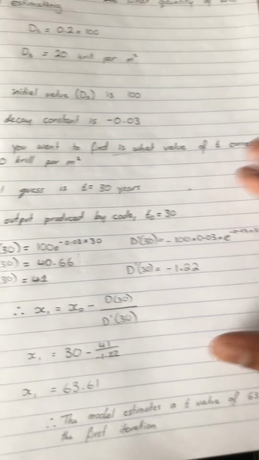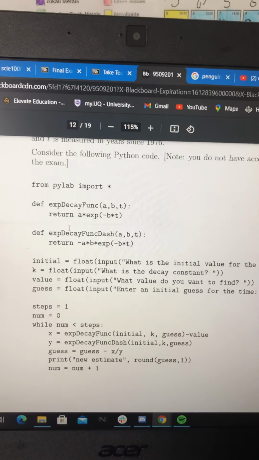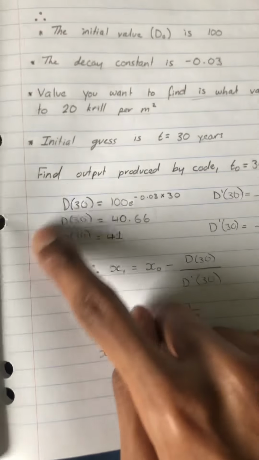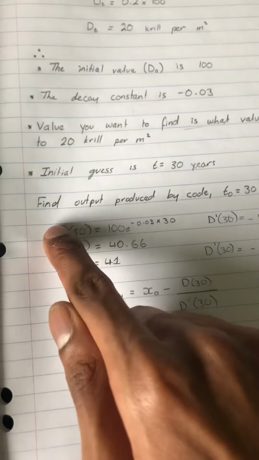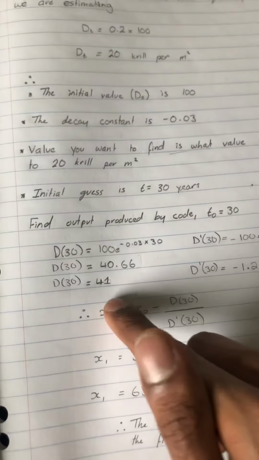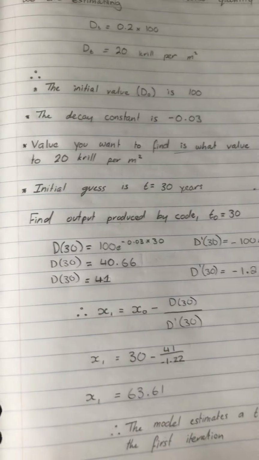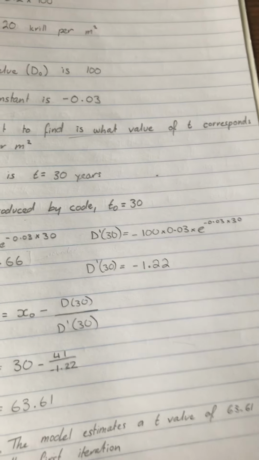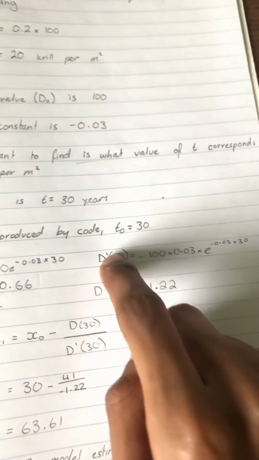So you get that. And this is t, but in this case, we've subbed in 30. The reason we've subbed in 30 is because we are now evaluating these two functions here. So exponential decay function is this section here. And when you plug in d of 30, you get a value of 41. And then the second one is the gradient function, or the rate of change function, or the derivative. And when you plug in 30, you get negative 1.22.